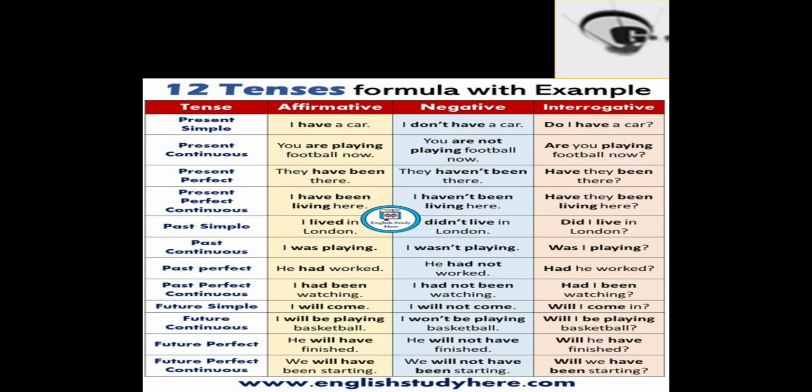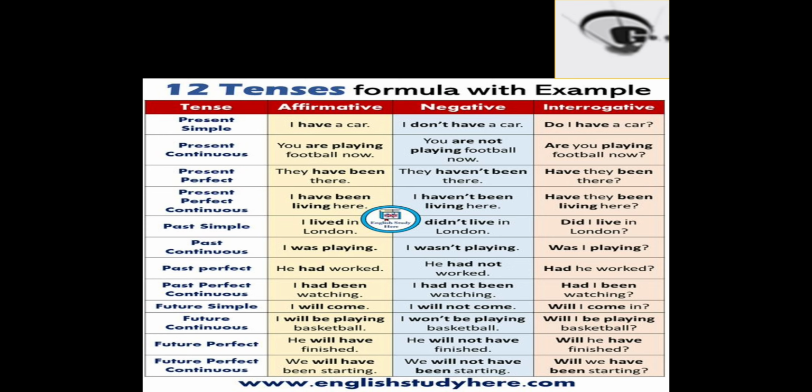Now, in this table, you can see how to change the sentences from affirmative to negative to interrogative sentences in the different forms of tenses. In the present simple, affirmative is I have a car. It changes to I don't have a car in the negative. And in the interrogative, it is do I have a car? In the present continuous, you are playing football now. It changes to you are not playing football now. And are you playing football now?